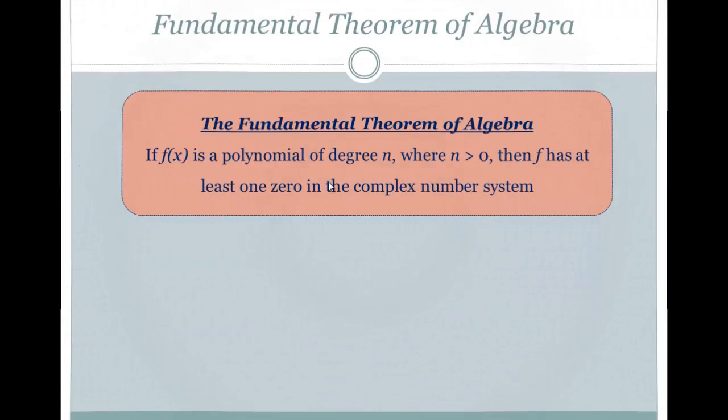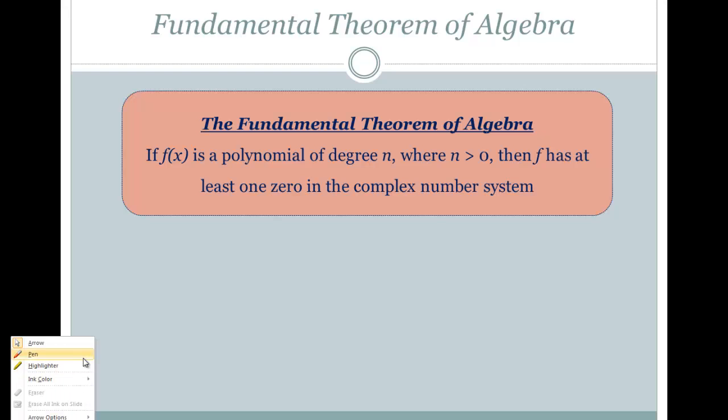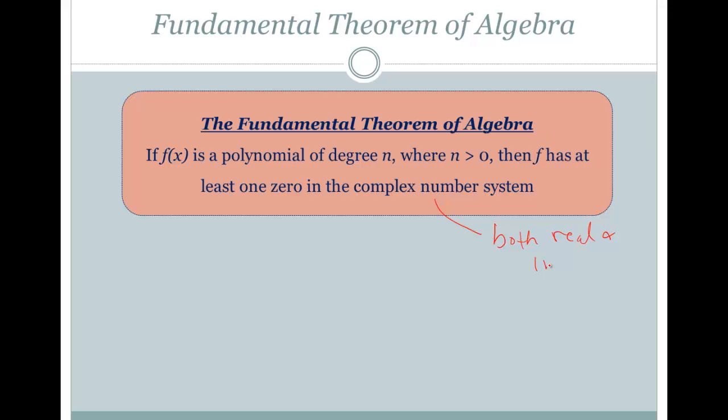Let's look at the fundamental theorem of algebra. Basically it says if f(x) is a polynomial of degree n greater than 0, then f has at least one zero in the complex number system. And remember that the complex number system incorporates both imaginary numbers and real numbers. Okay, so let's make sure we remember this. This is both real and imaginary numbers. We started looking at complex numbers last section, so hopefully you understand that, and we're going to see what we mean by having complex zeros.